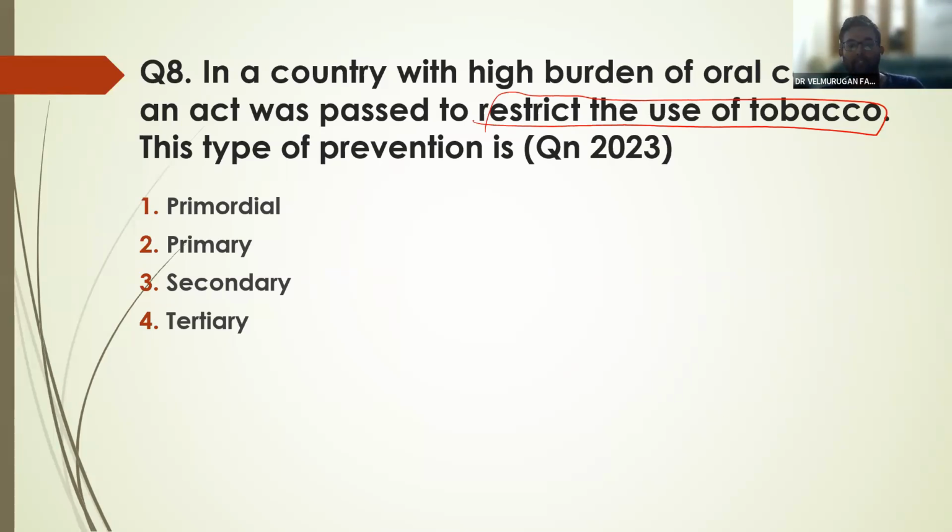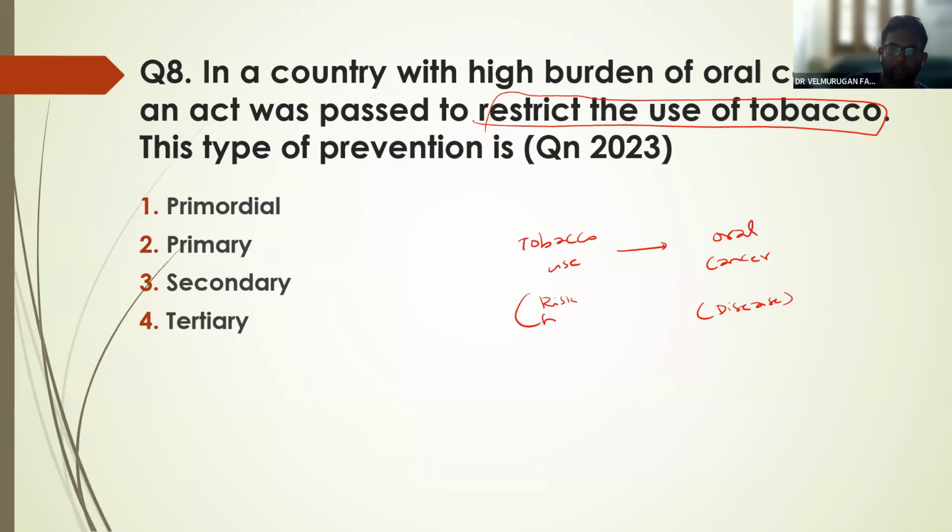What type of prevention is it, in a country with a high burden of oral cancer, when the act was passed to restrict the use of tobacco? Tobacco use leads to oral cancer. So the disease is oral cancer and the risk factor is tobacco use. In our country tobacco use is already high, so they are only restricting. Read this sentence: restricting the use of tobacco. We are already having the risk factor. They are only modifying the risk factor. So already a risk factor is present.